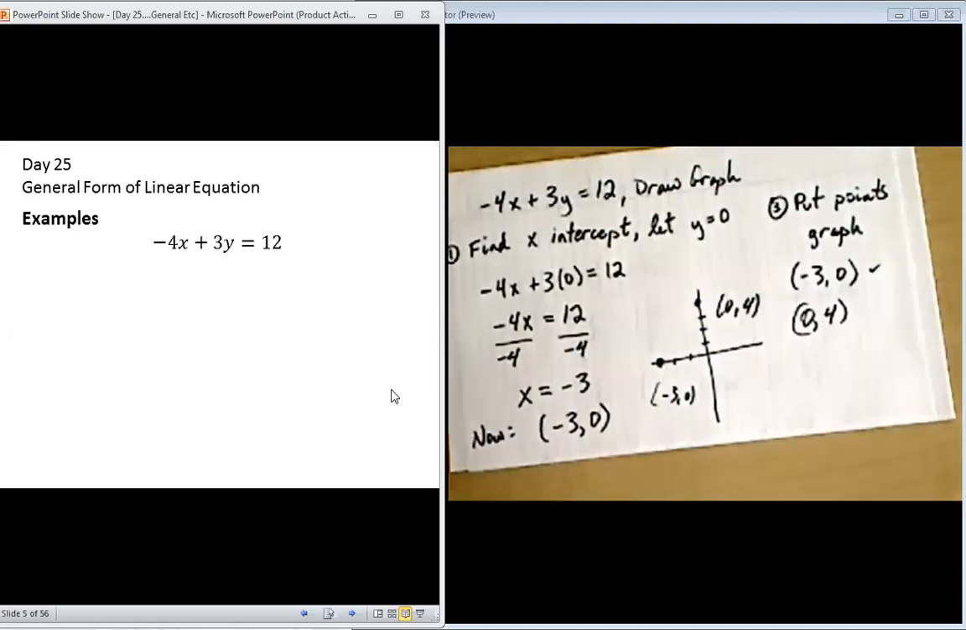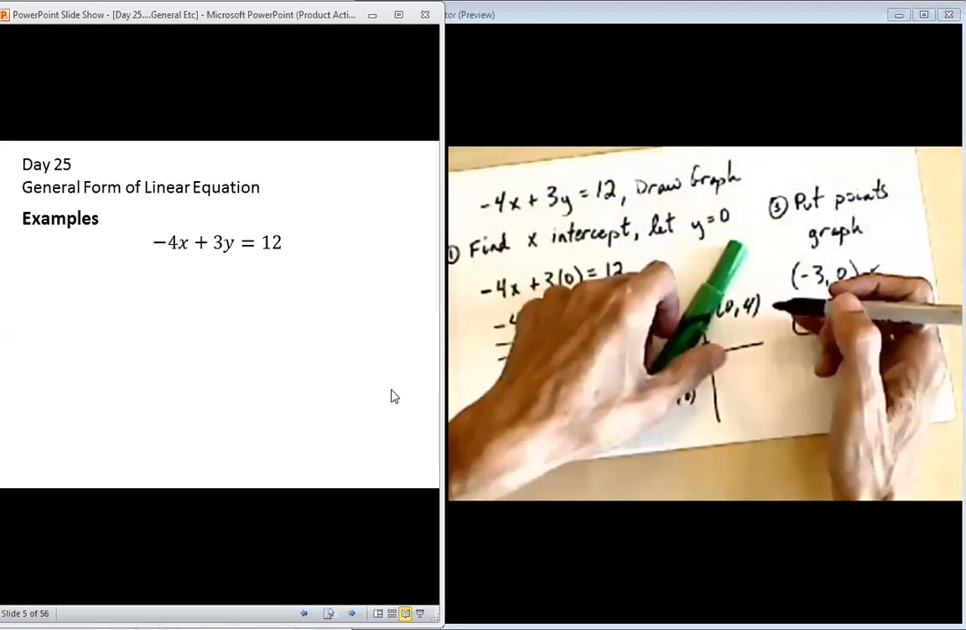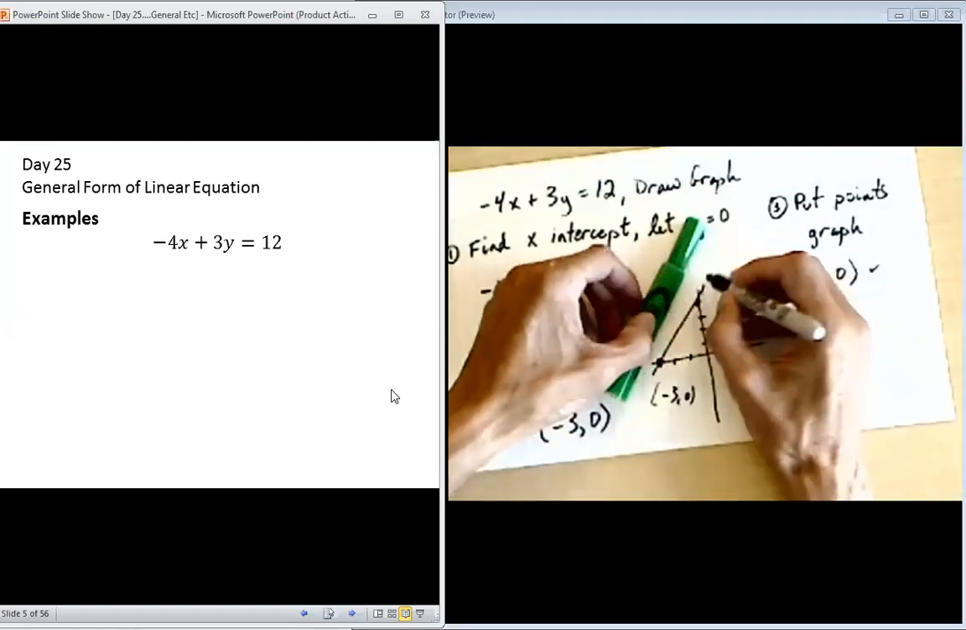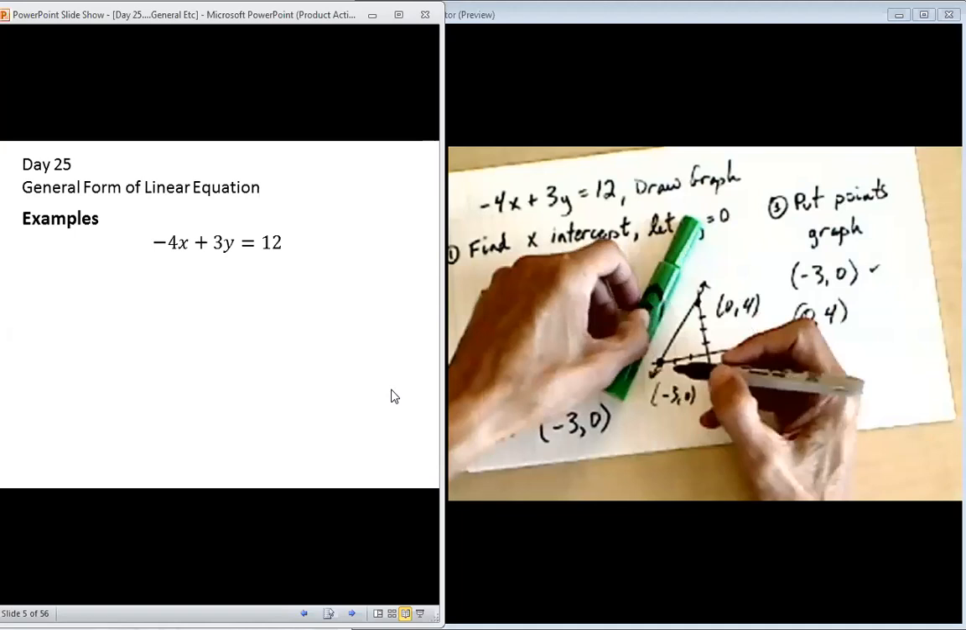Put the marker down, put the ruler down. Away you go.